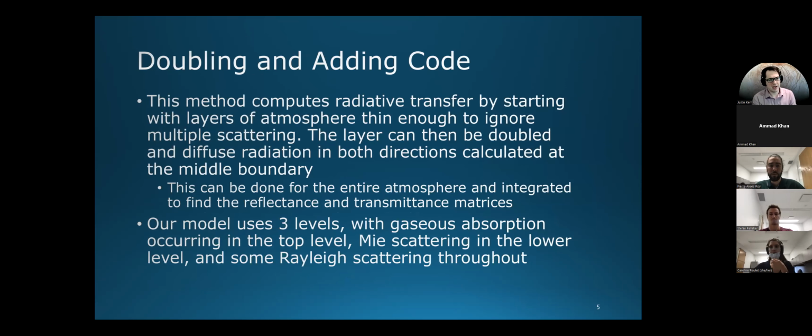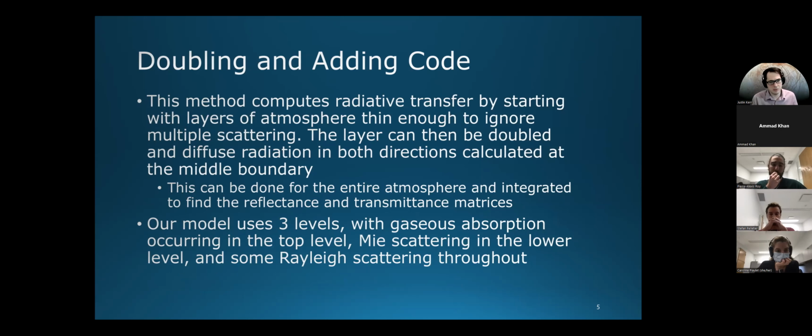So how this doubling and adding code works is it computes radiative transfer by starting with thin infinitesimal layers of atmosphere, which would be thin enough to ignore multiple scattering of light as it goes through the atmospheric molecules. So what we can then do is have an easy time of getting transfer matrices throughout the atmosphere, instead of trying to do the entire thing at once and having to calculate every possible way, and essentially having to use something like Monte Carlo methods to get through this.